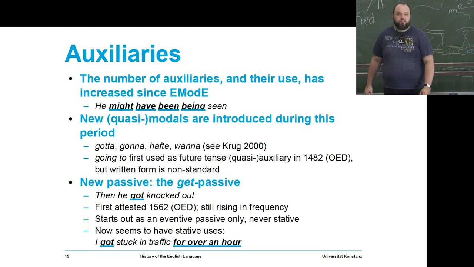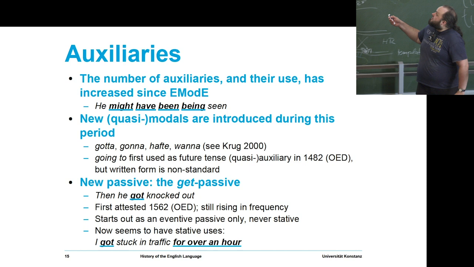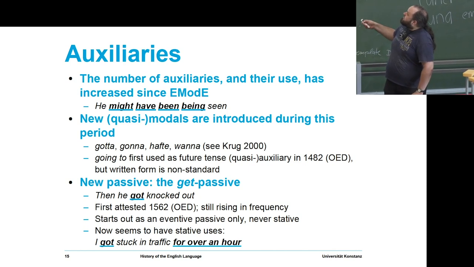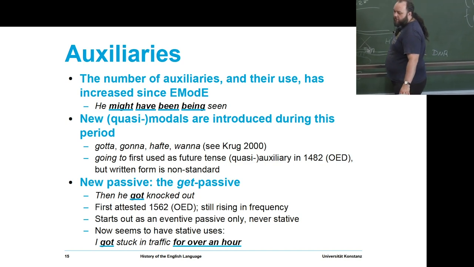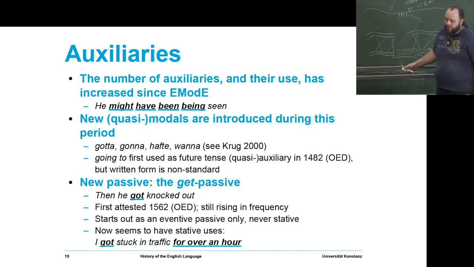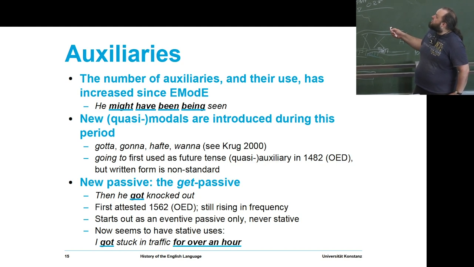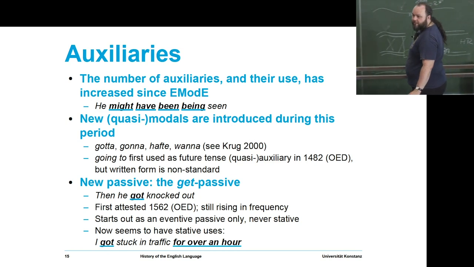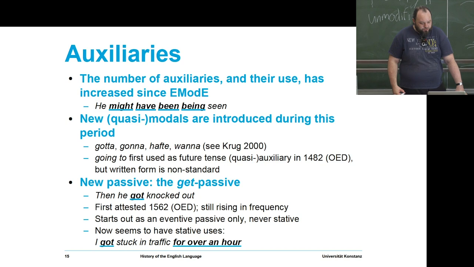But modern English likes auxiliaries, and it likes auxiliaries so much that you can stack them up like this example here. He might have been being seen. And here we've got lots of different things. We've got a modal, we've got a perfect auxiliary, we've got a progressive auxiliary, we've got a passive auxiliary, and then we've got a past participle. And we can stack them all up in one sentence like this. This is not something that we find in Old English, not even close.